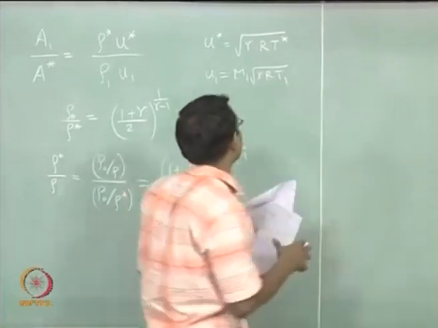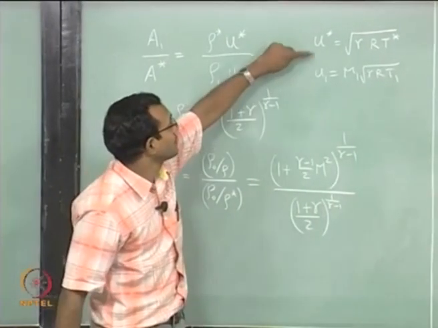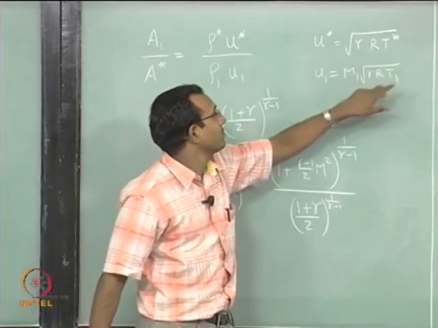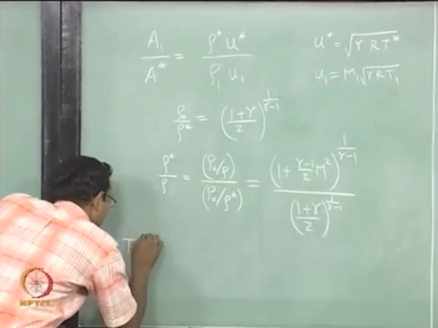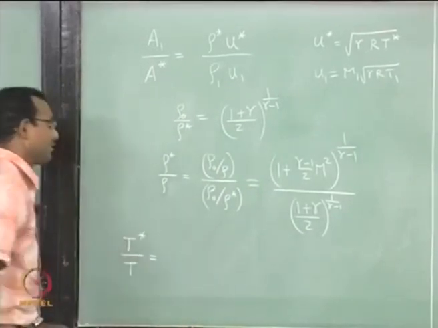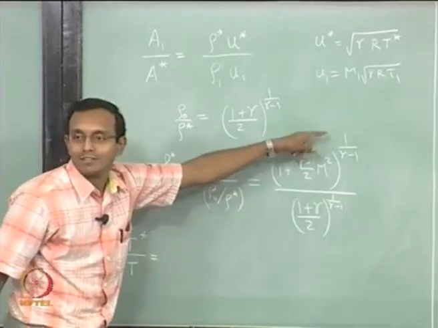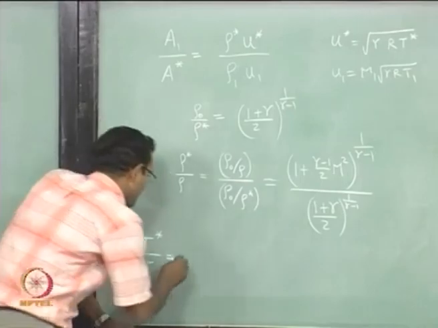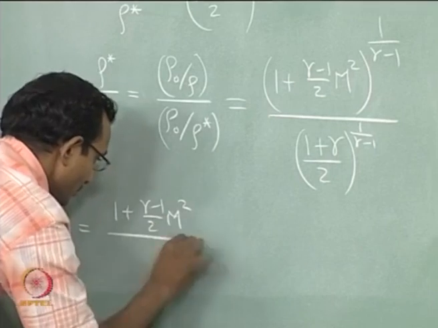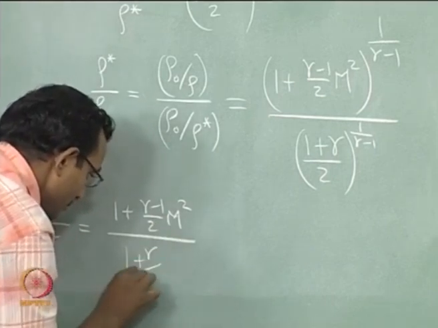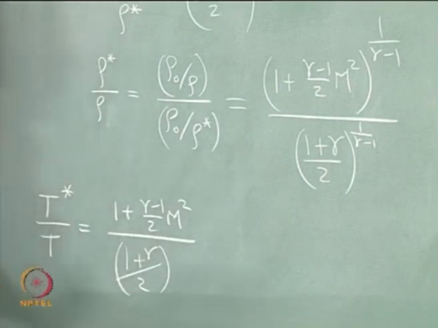Actually, I just want to write one more step, then I will put everything together. If I put u star by u, I will have a square root of t star by t. So, I will write t star by t. This will again be a similar formula to the power 1, that is it, right. So, that is going to be with this expression, where I have assumed that T naught is constant, isentropic flow is still assumed, so it is going to be coming out to be this.